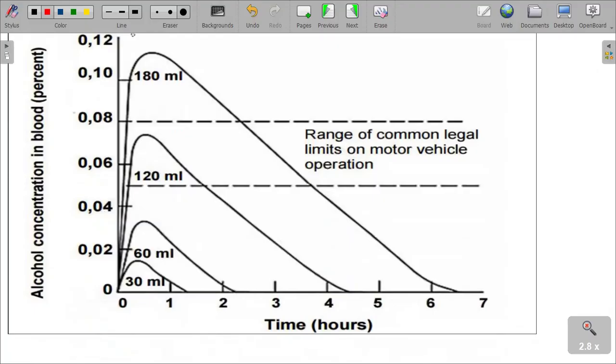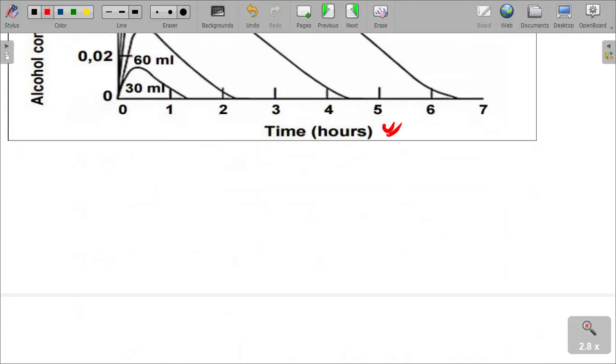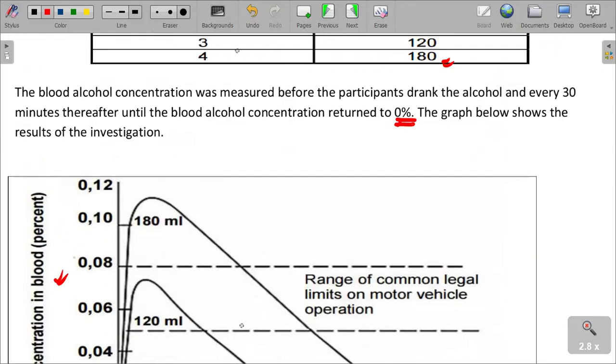So now, what is happening is we are given the alcohol concentration in blood in percentages on the vertical axis here. And then we are given time here, and the range of common legal limits on motor vehicle operation, which is given there. So let's see the question. What is the question saying?